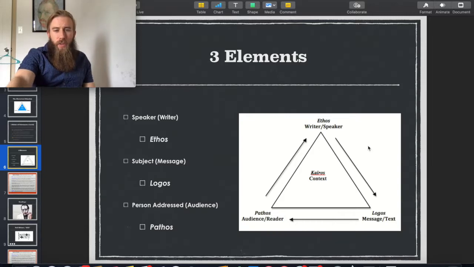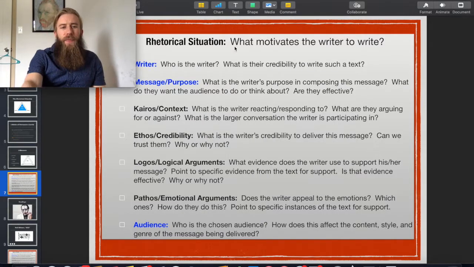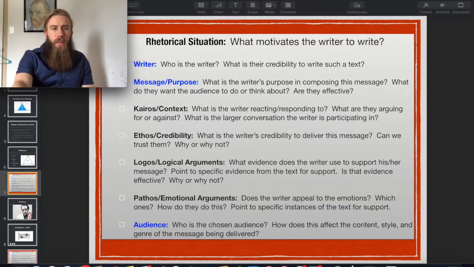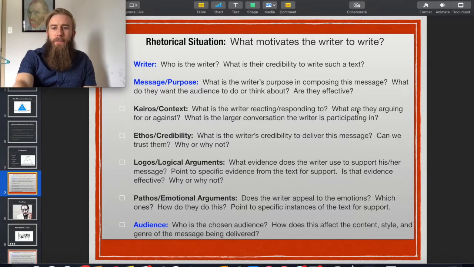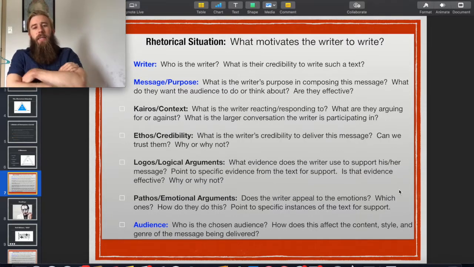So that's essentially what we're going to cover this week in terms of rhetorical devices. But these are the questions that you're going to be asked about in the assignments for the week. So you'll see this come up a little bit, and I'm not going to go over this in depth. These are just ways to think about different aspects of the rhetorical situation.